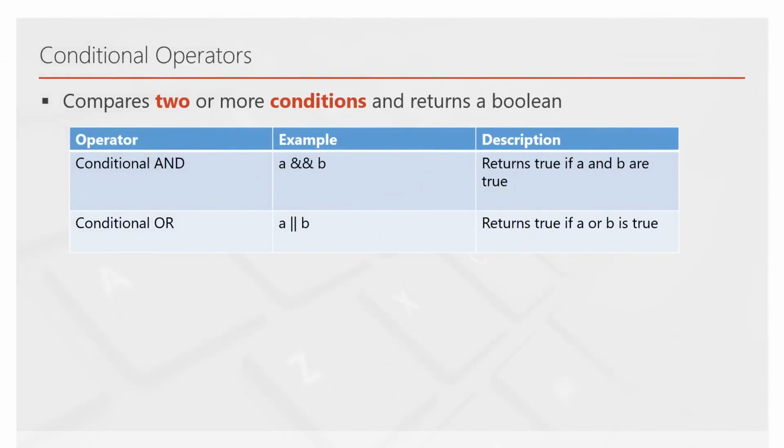Conditional operators compare two or more conditions and return a Boolean. The Java conditional operators are the AND operator, represented by 2 ampersands, and the OR operator, represented by 2 vertical pipes. For the AND operator, both conditions have to be true for the entire Boolean expression to be true, and for the OR operator, only one of the Boolean expressions needs to be true in order for the Boolean expression to be evaluated as true.